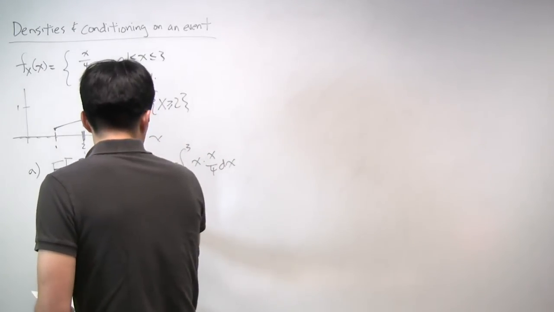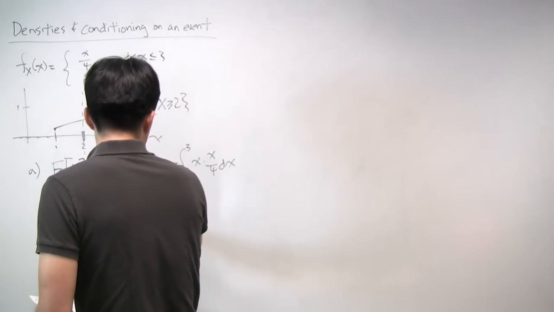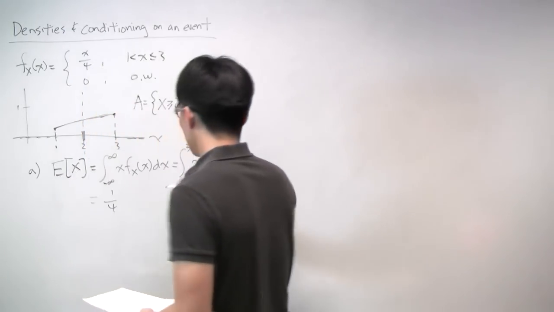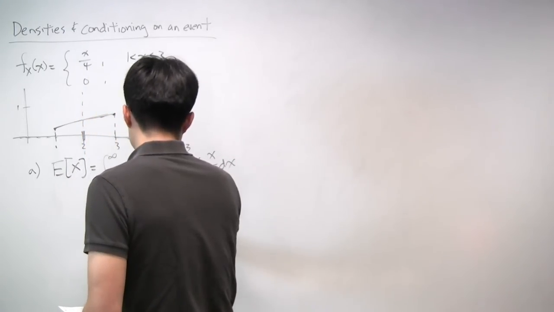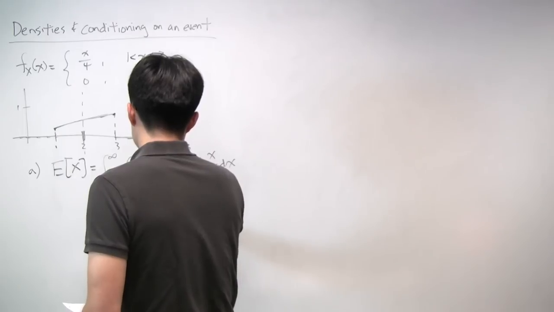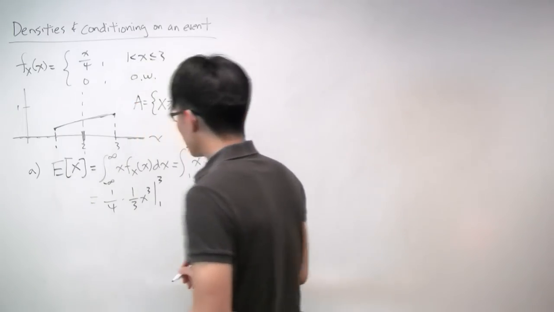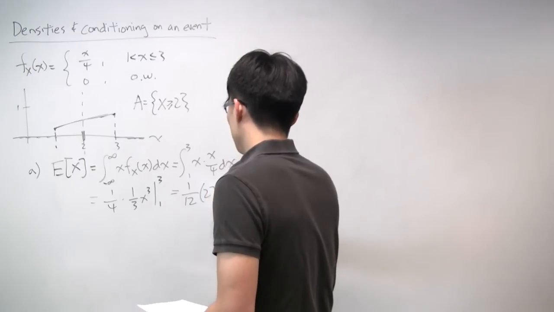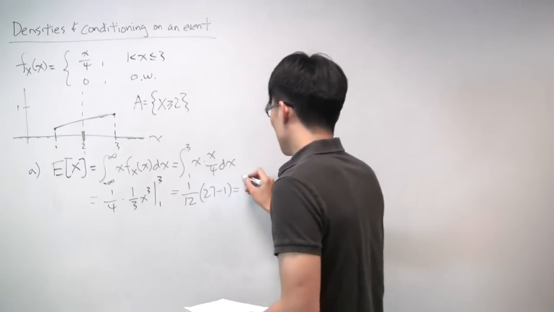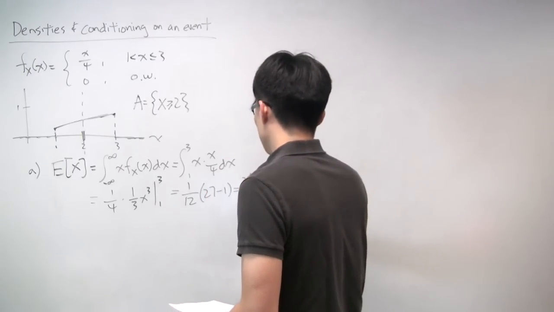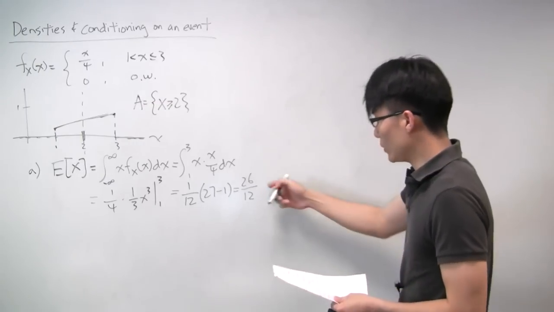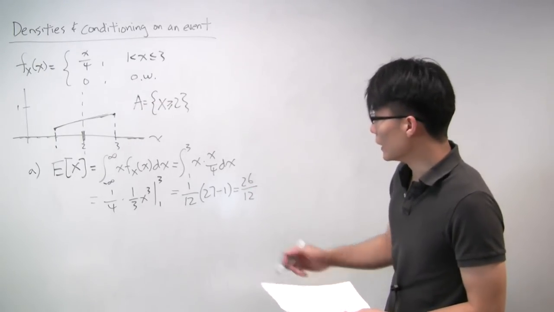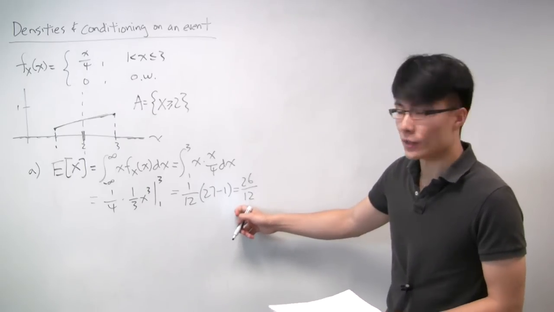Okay. So what exactly is that? That's going to give you, pull out a 1/4, you integrate x squared, that's 1/3 x cubed from 1 to 3. All right, so that's 1/12 times 27 minus 1, which gives you 26 over 12, which you can further simplify to 13 over 6. All right, so that is our first answer.